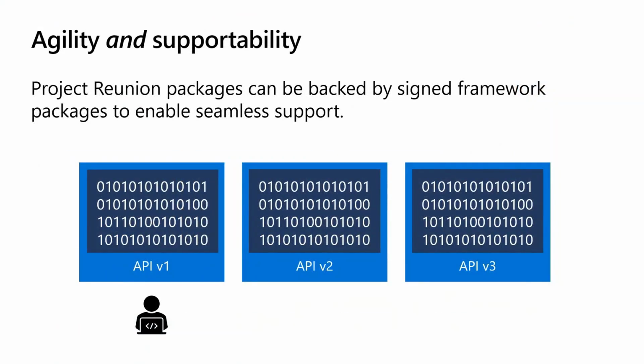So that means, let's say you're a developer and you're writing against version 1 of the API, and you decide you want to move to version 2 of the API. You're in control of that. Because they're shipped out of band as these packages with side-by-side versioning, you can decide when you're ready to move to the new API, and you're in control of that.